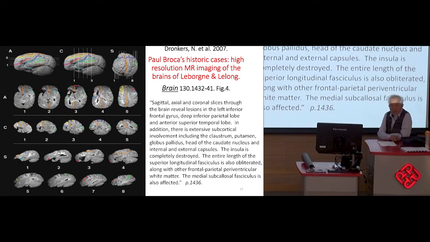I think the lesson here is very simple. We must not overly localize. Certainly given that function, some portion of the brain is probably more importantly involved, other portion of the brain less so. But the whole brain is working like a total information processing unit.